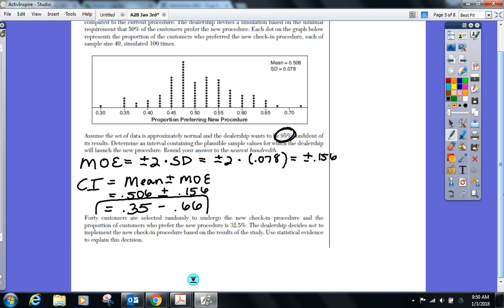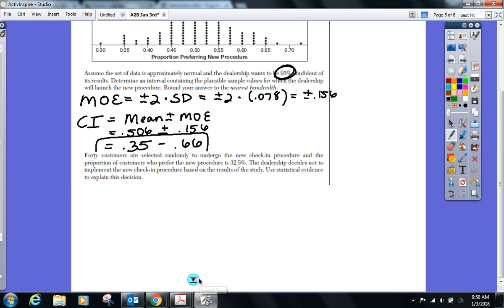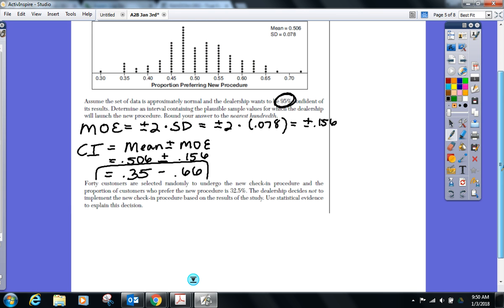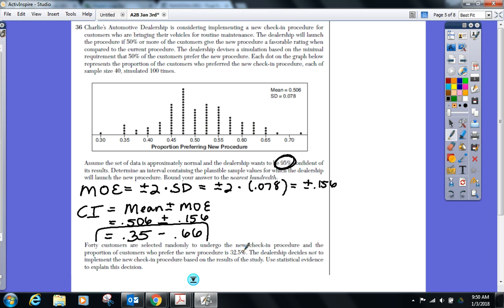All right, well, they went out, they did a sampling, and it came back 32.5% of the people want the new procedure. They decide not to implement it. Use statistical evidence to explain the decision. Here's what a lot of you did on the unit test, unfortunately. You're like, oh, 32.5%, that's less than 50, that's why. No, that's not why. What did we just find? Our 95% confidence interval, and where's 0.32? Outside.